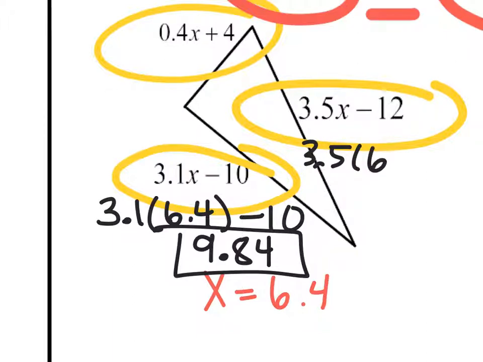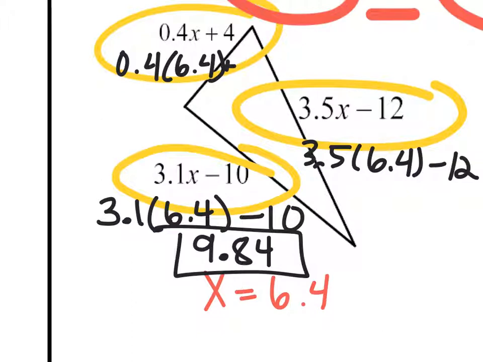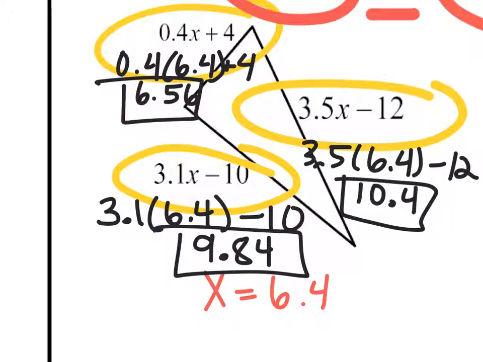3.5 times 6.4 minus 12, 0.4 times 6.4 plus 4. Since x is being multiplied by those numbers, that's how I know to multiply. If you put this in your calculator, you would get 6.56 for the top side, and on the side on the right, you would get 10.4. So now that you have your side lengths, those are your final answers.